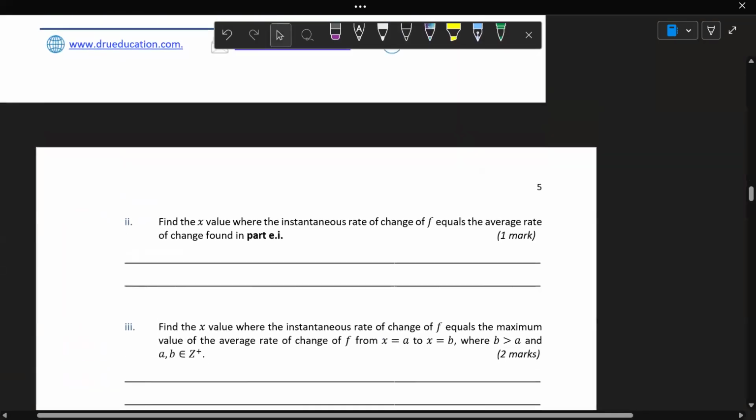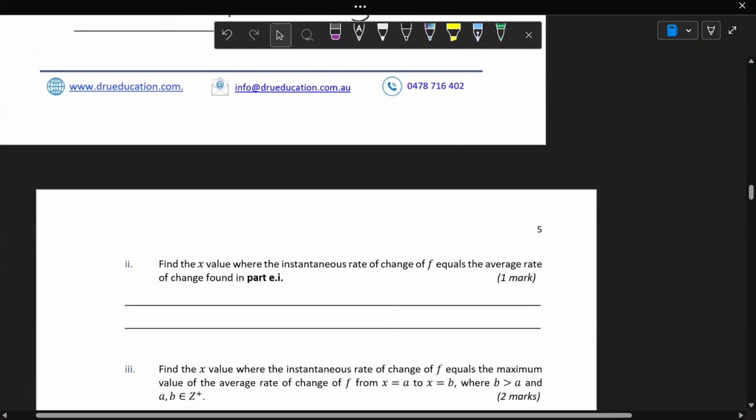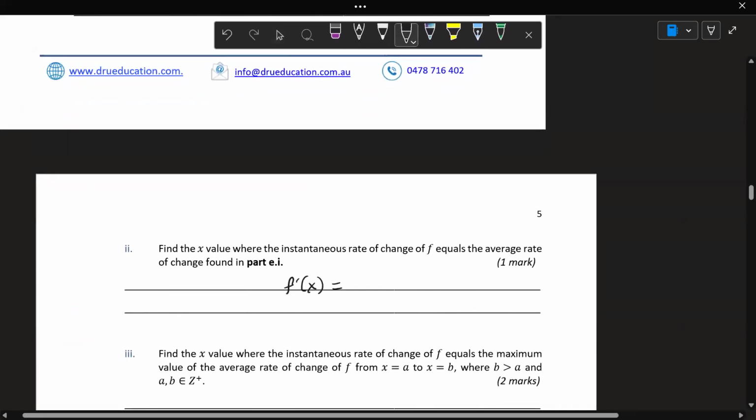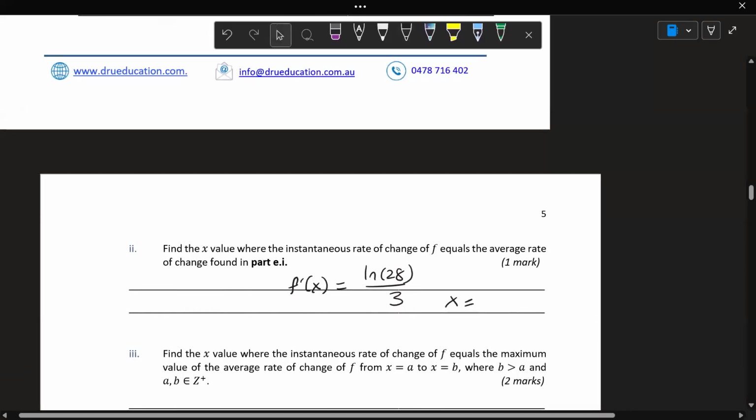Find the x value where the instantaneous rate of change equals the average rate of change. So you just let f dash x equal ln 28 over 3. And that gives you x is equal to 2 over 3 plus 9 over ln 28.